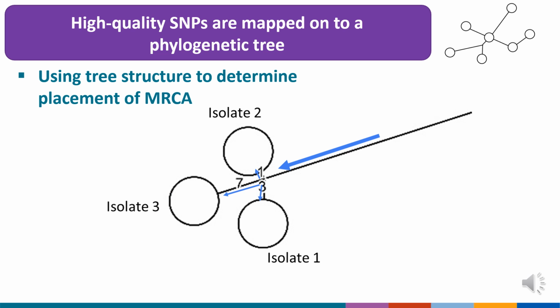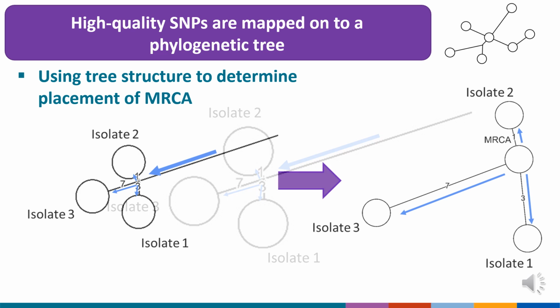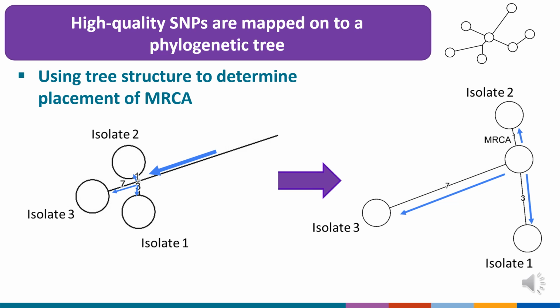Remember, before we couldn't tell what the direction of genetic change between our 3 isolates was. But if we zoom in on the isolates, it's now clear that SNPs are accumulating in the direction indicated by the blue arrows. And then we remove the branch with H37Rv and add the MRCA.